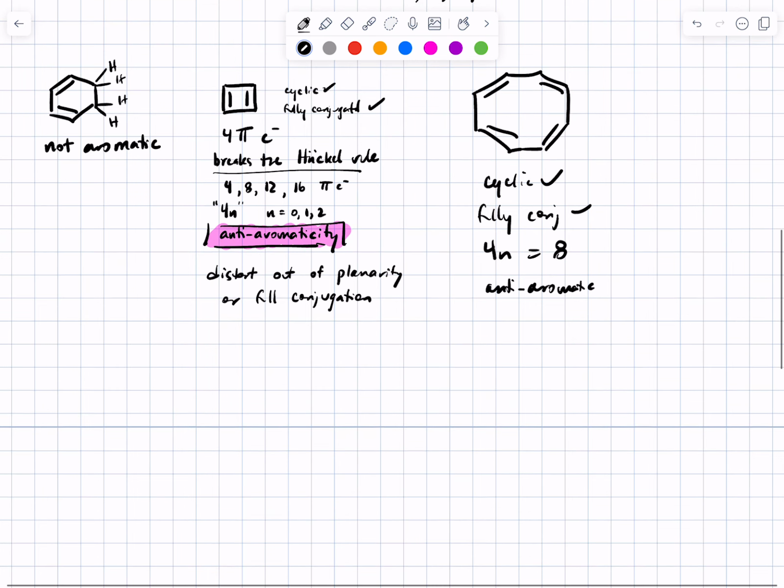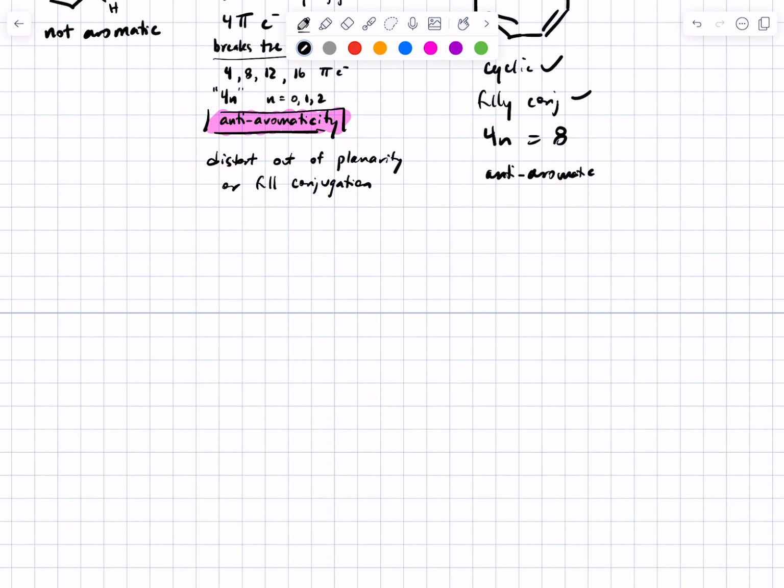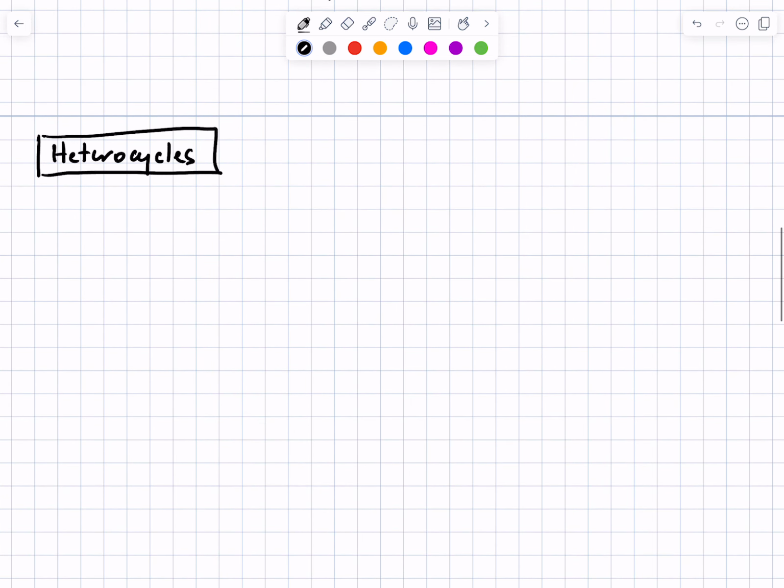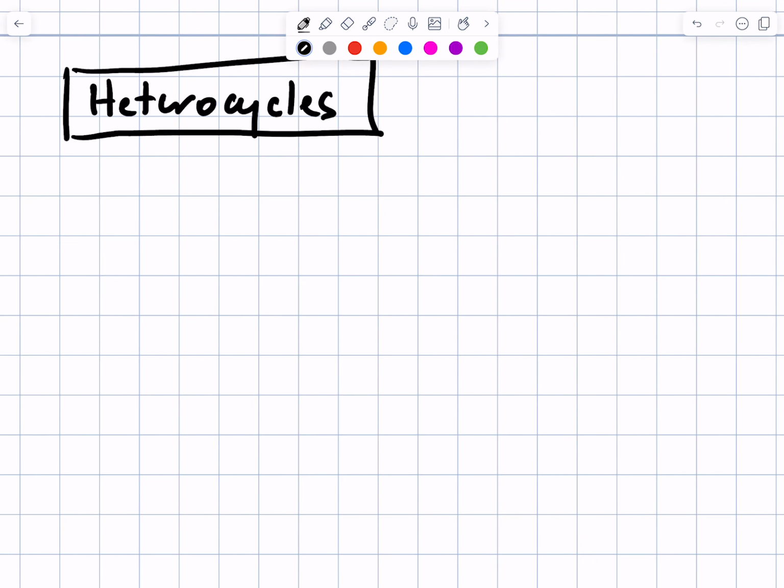But I want to practice the rules a little bit more with a class of aromatic molecules that have heteroatoms in them, and these are called heterocycles. And this is where the wheels start to come off. Heterocycles are sometimes difficult to analyze and determine whether they're aromatic or not. So let's look at this one. This one happens to be called pyrrole.